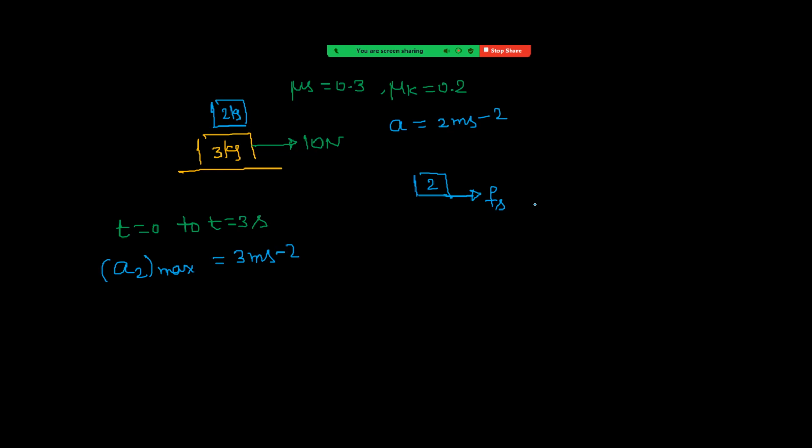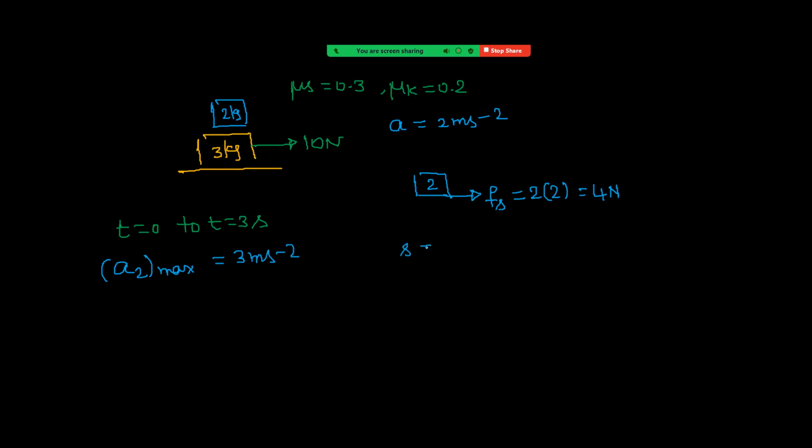Now, net force equals mass into acceleration. Mass is 2 kg, acceleration is 2. Therefore, net force is 4, which is nothing but the frictional force. Now to calculate work done, we have the force, and we require the displacement. Let us calculate the displacement.